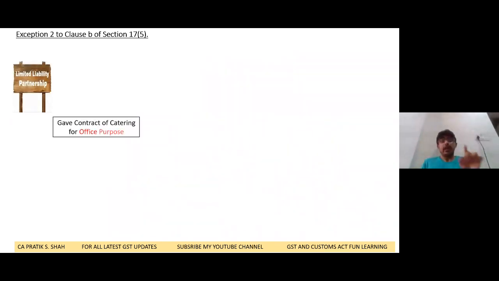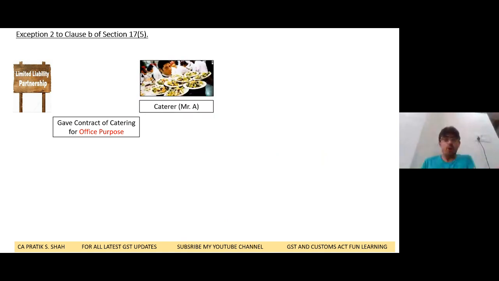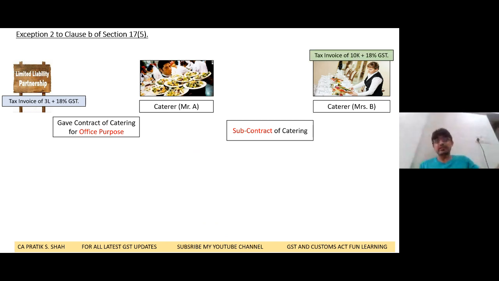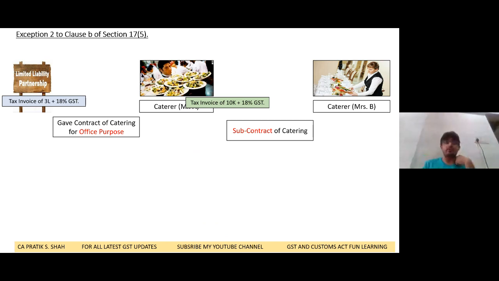Second point. Listen carefully. Say I'm an LLP and I have given a contract to all of you for catering. You will give me catering services. Now you did not know many dishes, so you subcontracted the catering. I give catering for 3 lakh. You gave the catering work of some dishes on subcontract to this caterer. So you raised an invoice of 3 lakh plus 18% on me, and that second caterer raised an invoice of 10,000 plus 18% on you.